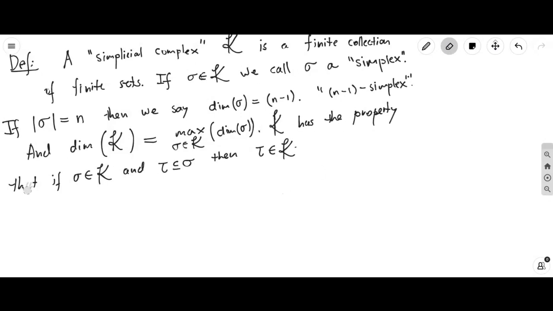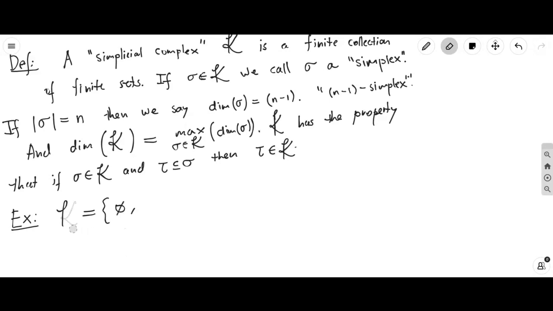This last property is not truly essential, because if K does not have that property, you fill it in with extra sets so it does have the property. Let me give you an example. K is a set containing the empty set.